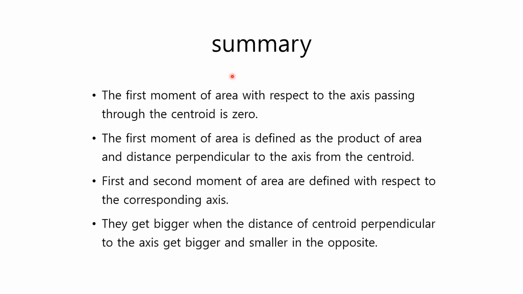Here we have a summary. The first moment of area with respect to an axis passing through the centroid is 0. The first moment of area is defined as the product of area and the distance of the centroid perpendicular to the axis. First and second moments of area are defined with respect to the corresponding axis. They get bigger when the perpendicular distance of the centroid to the axis gets bigger, and smaller in the opposite case.